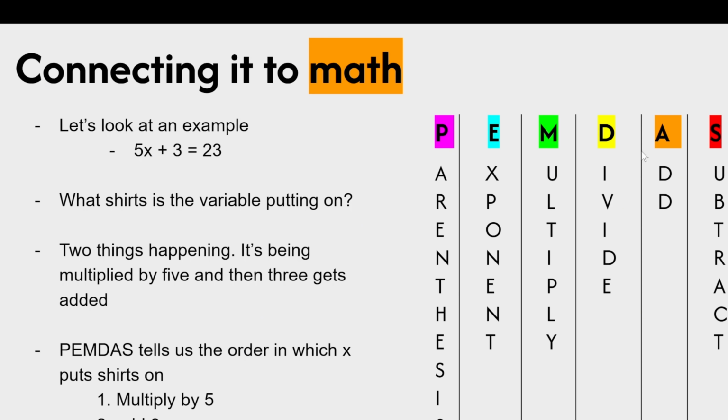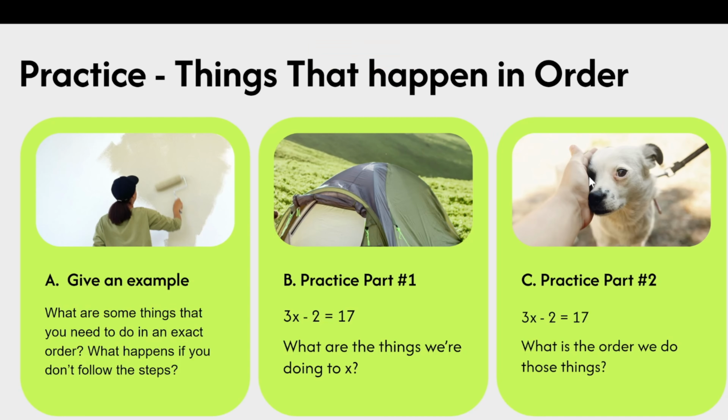And PEMDAS right here, our trusty little tool, tells us the order in which x is putting the shirts on. So we know that it's multiplication and addition. So first we're multiplying, and then addition is over here. So first multiply, then add. So that's the order that x is putting its shirt on. It's multiplying by 5 first, and then it's adding 3. So that's how you know what order the shirts are being put on.